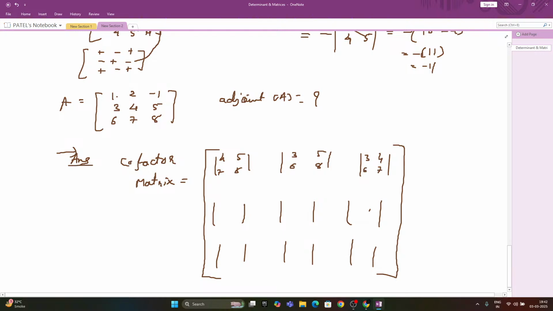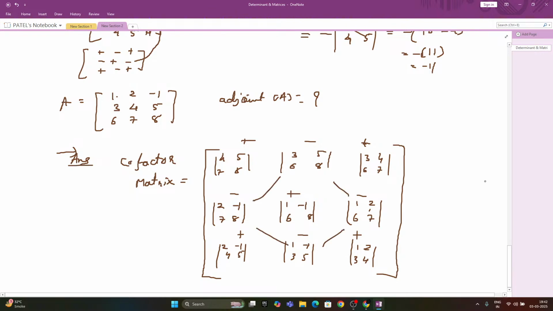Right. Then for the second row, remove this row and column. Second row, first column: so 2 1 7 8, 1 1 6 8, 1 2 6 7. Then last row, first column: so 2 1 4 5, 1 1 3 5, and 1 2 3 4. Now the place signs are plus minus plus, minus plus minus, plus minus plus.